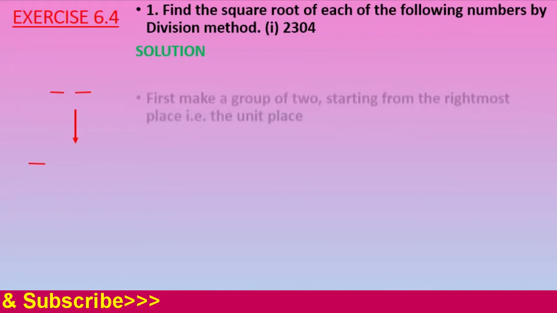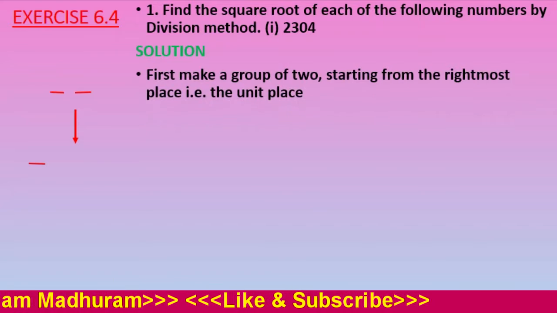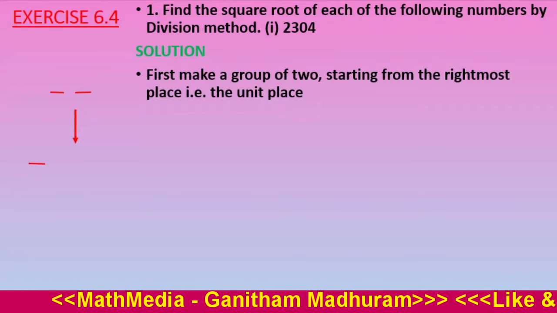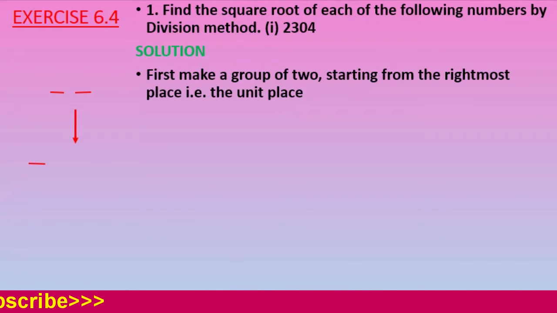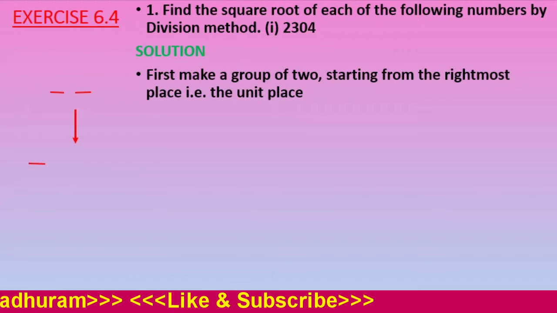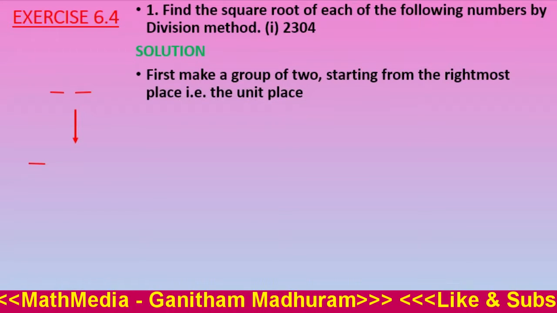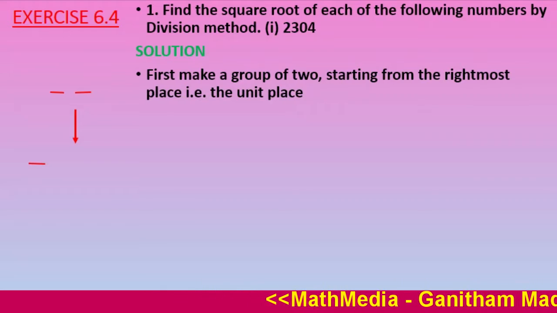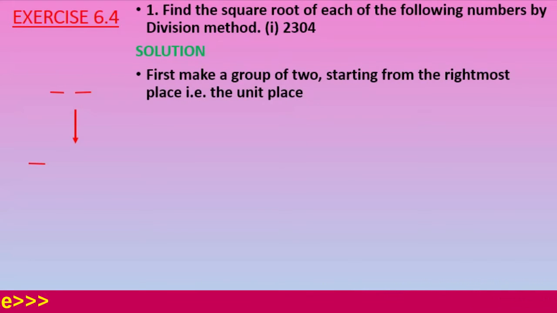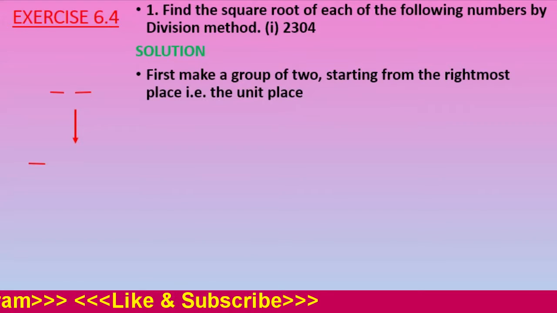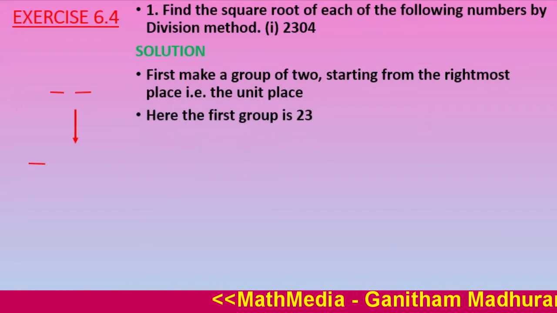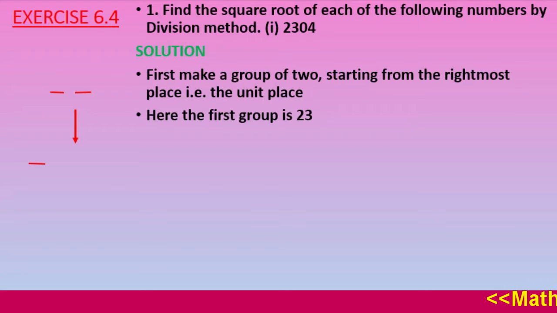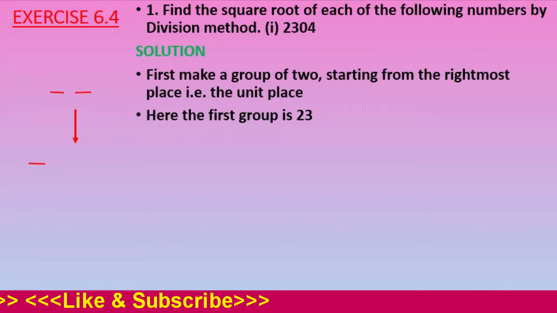In this method, first we have to make the given number into groups of 2. That is, we make the groups starting from the rightmost place, that is from the unit place. Are you able to say how many groups we are getting here? Yes, here we get 2 groups. Which is our first group? First group is 23 and the second group is 04.